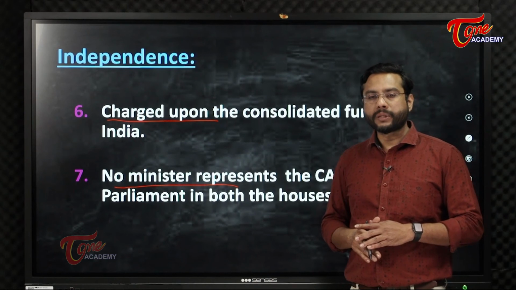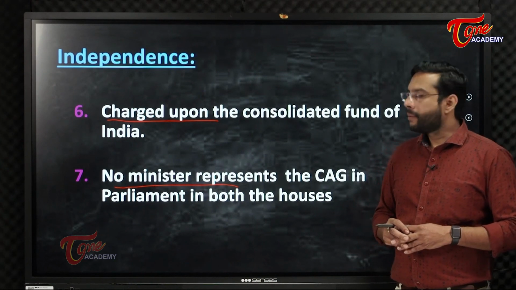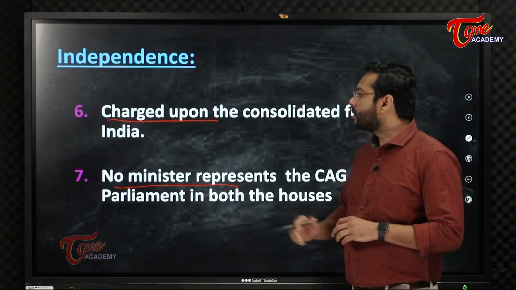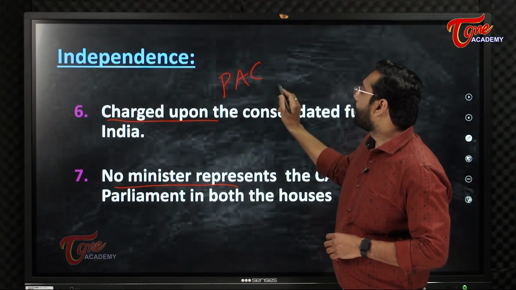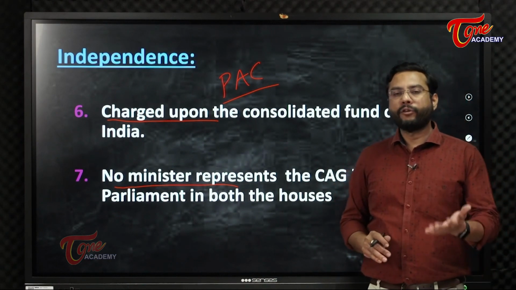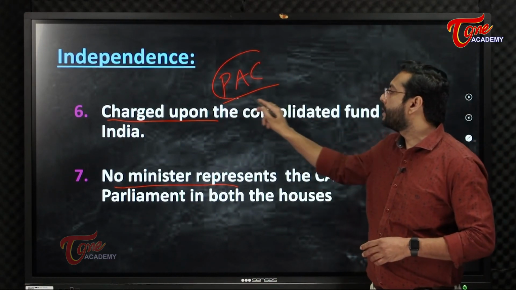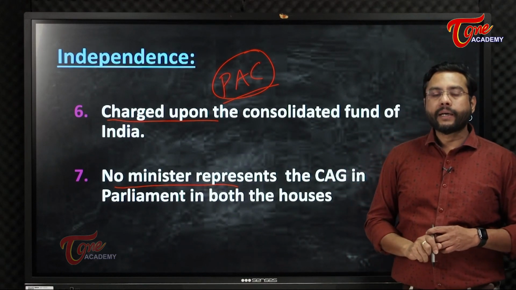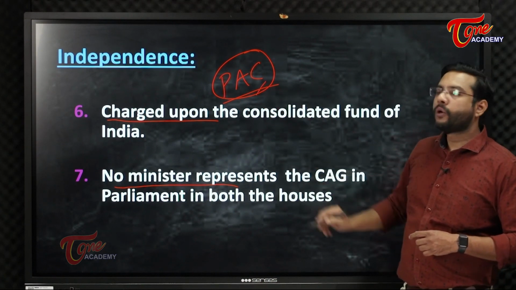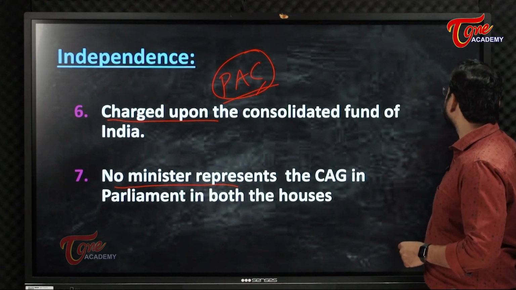He acts autonomously, and we have a very important parliamentary committee, the Public Accounts Committee, with which the CAG is associated. For the Public Accounts Committee, the CAG is like a friend, guide and philosopher. This committee is very important related to the public finances of the nation. So here the CAG acts as a friend, guide and philosopher to such a committee.